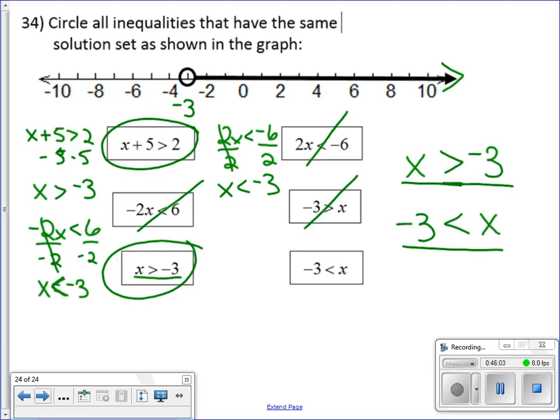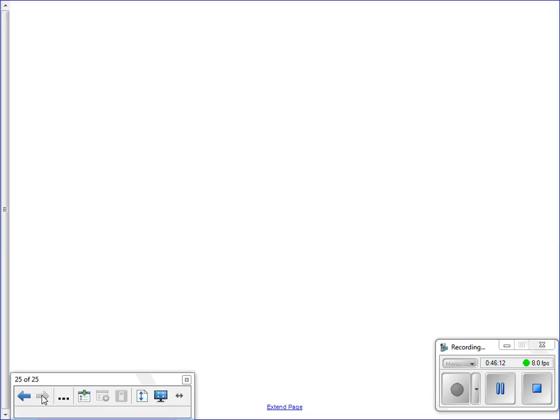Now we have, is negative 3 greater than x? No, negative 3 is less than x. Oh, look, here it is. Negative 3 is less than x. So those three answers should be circled on your paper when you do that problem.